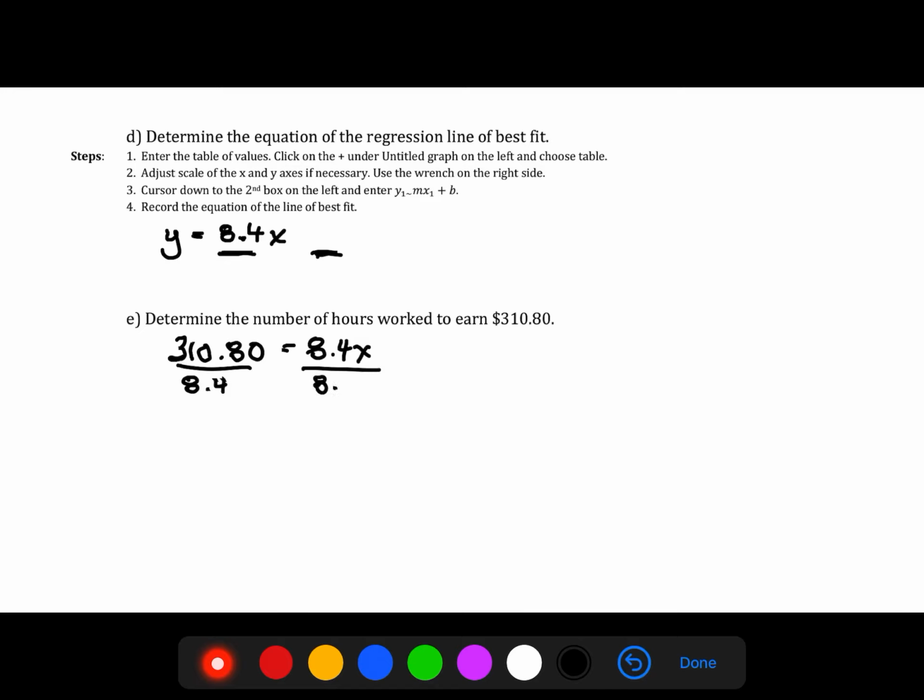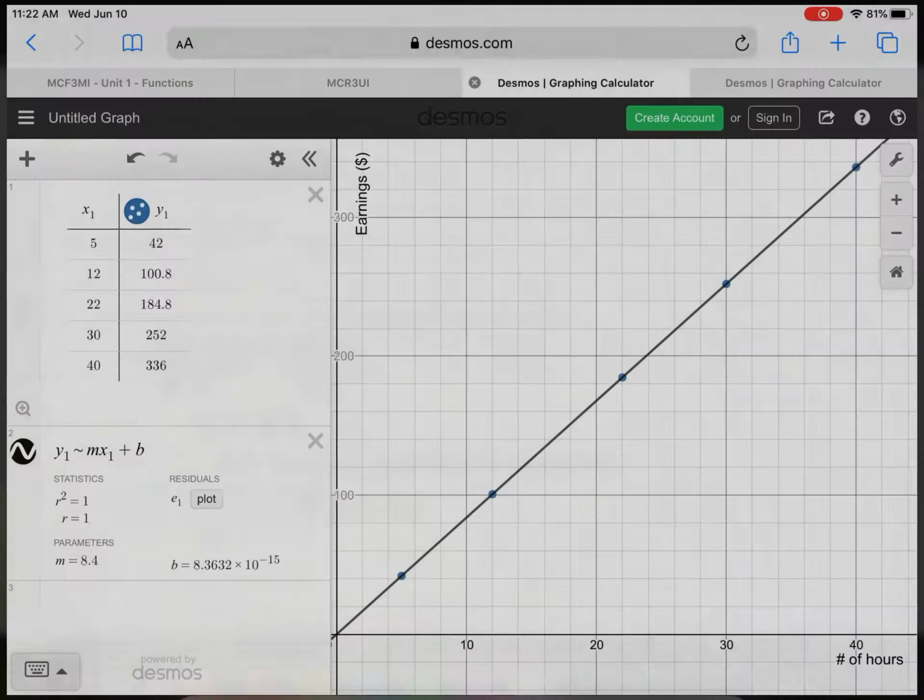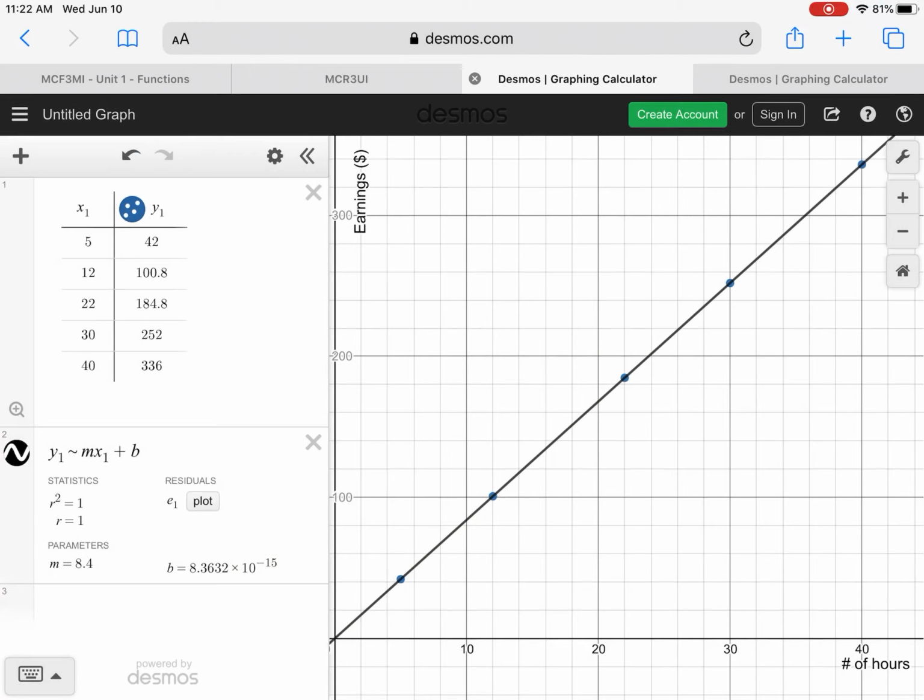Now determine the number of hours worked to earn $310.80. Well, that's our earnings. So that's going to go over where y is. And now we're basically just going to divide both sides by $8.40. And when we do that, we see that 37 hours worked earns $310.80. Okay, so even though we don't have an exact relationship, we can still, well, this one is exact.